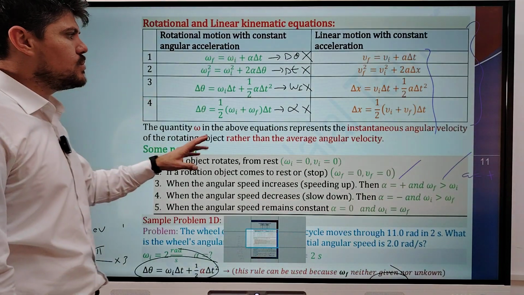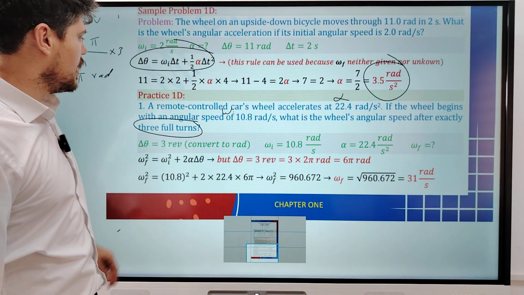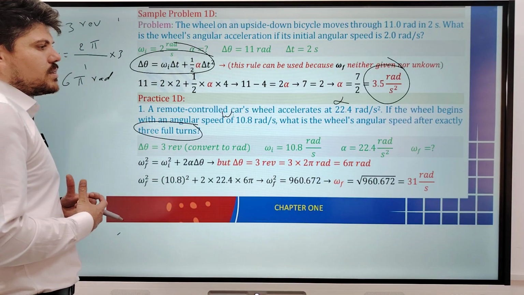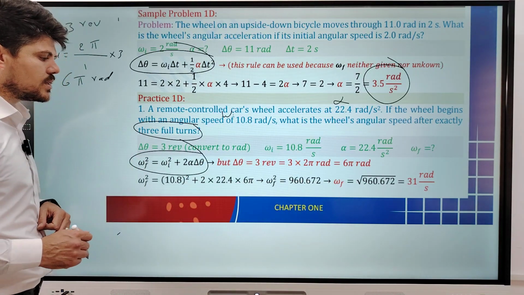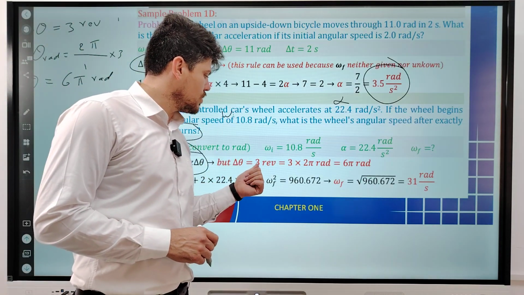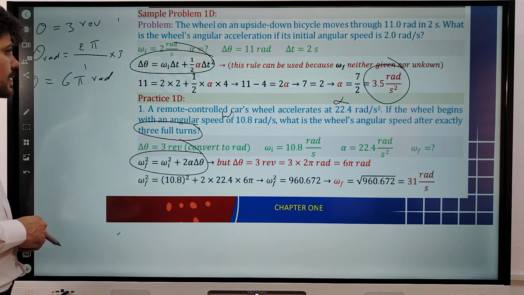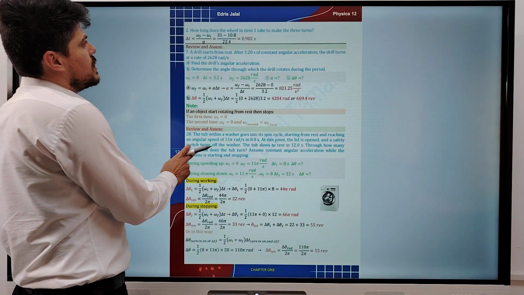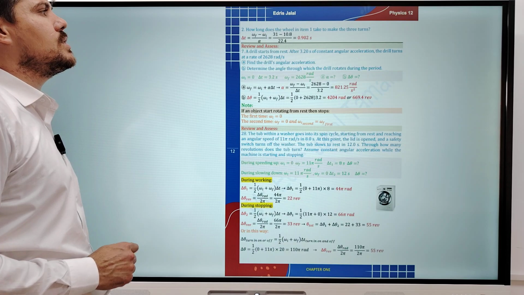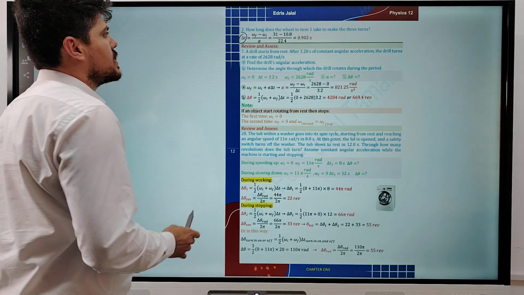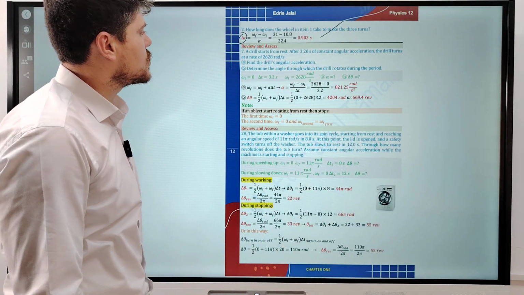If you have a hard time selecting the equation, you can think this way. In this question, because the time is not given, we have to use this equation. But be careful, you have to convert the units from rev to rad. So, how long does it take to make the 3 turns? You can find delta t, replace, and it is equal to 0.902 seconds.